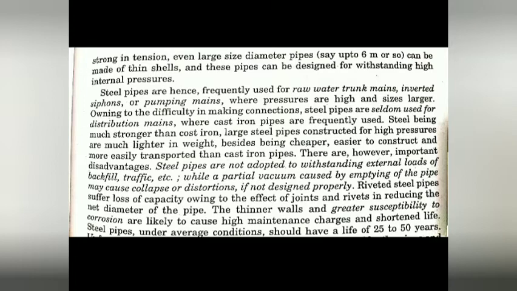Steel being much stronger than cast iron, large steel pipes constructed for high pressures are much lighter in weight, besides being cheaper, easier to construct, and more easily transported than cast iron pipes. They do, however, have important disadvantages, because steel pipes are not adapted to withstanding external loads of backfill, traffic, etc., while a partial vacuum caused by emptying of the pipes may cause collapse or distortions if not designed properly. This is the main disadvantage with respect to the steel pipes.